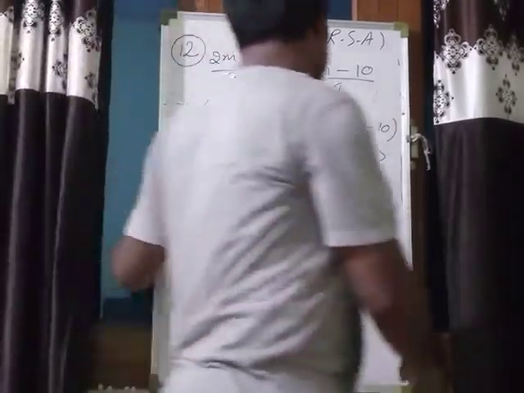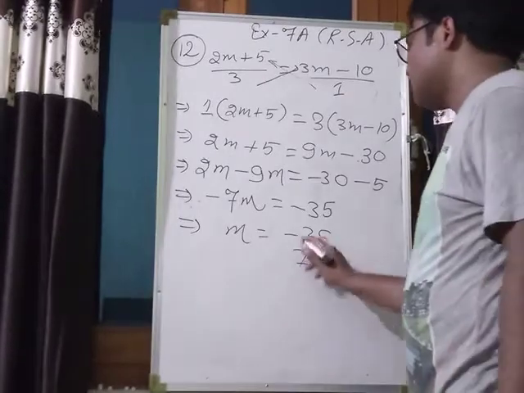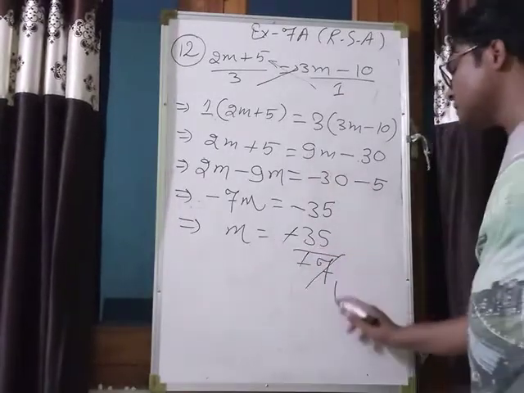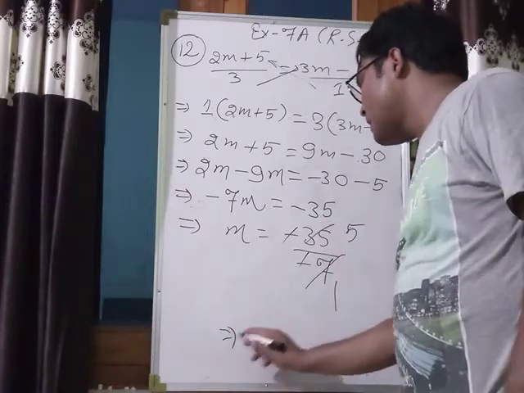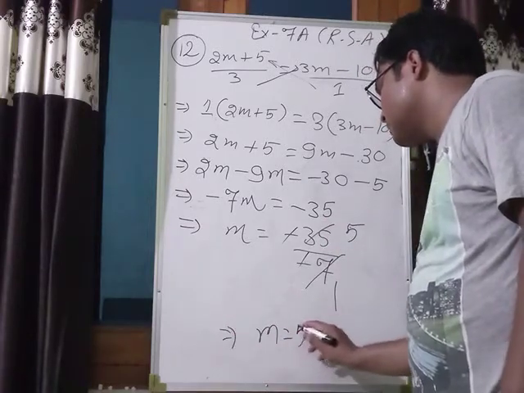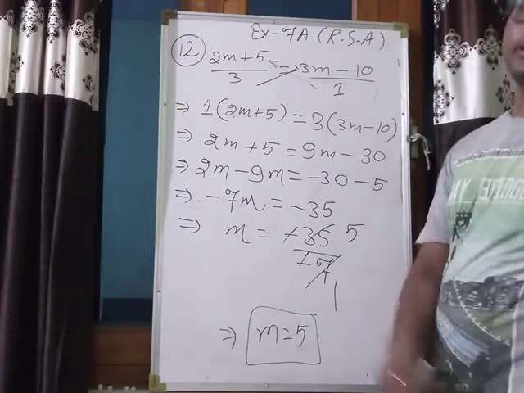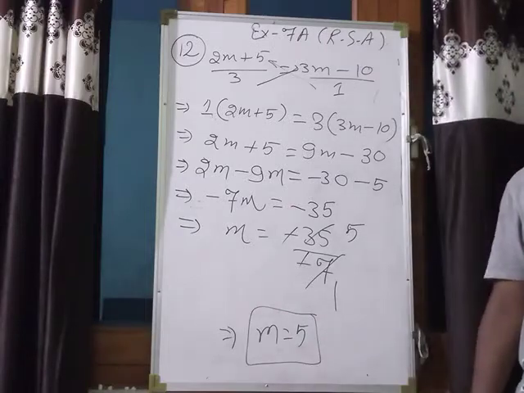Okay. So what will become? This minus and minus will be cancelled. 7 1 is 7, 7 5 is 35. Means m is equal to 5. This is our answer. Value of the variable is 5.